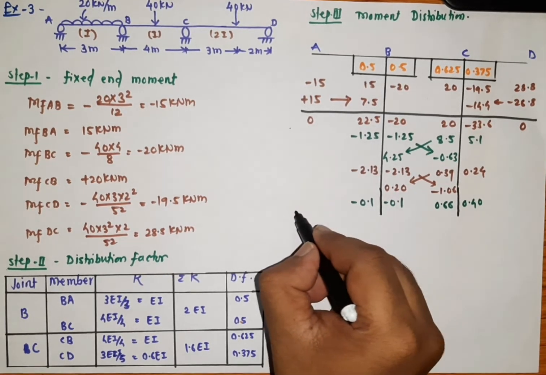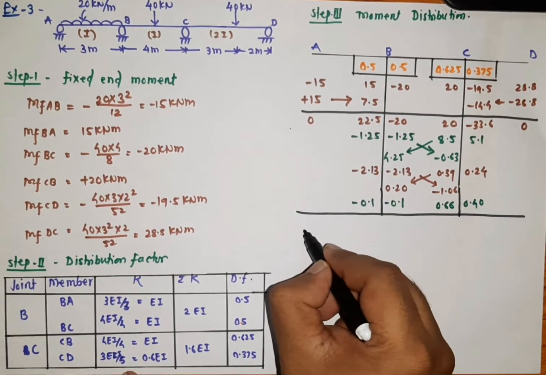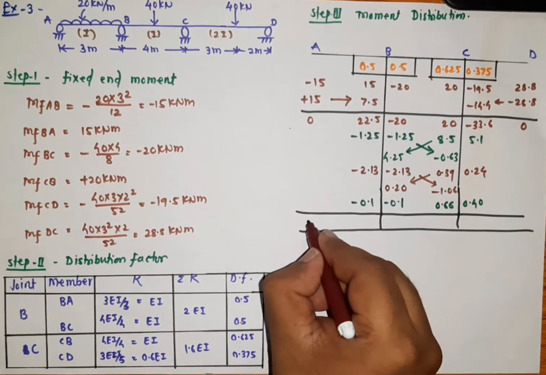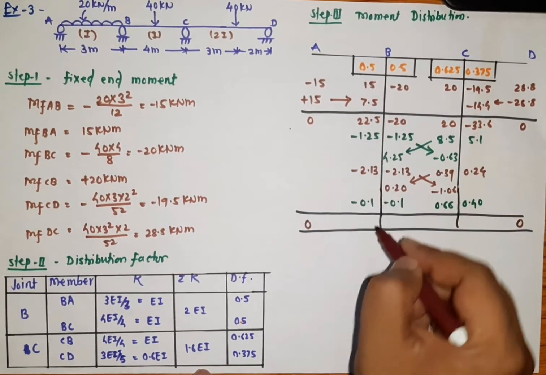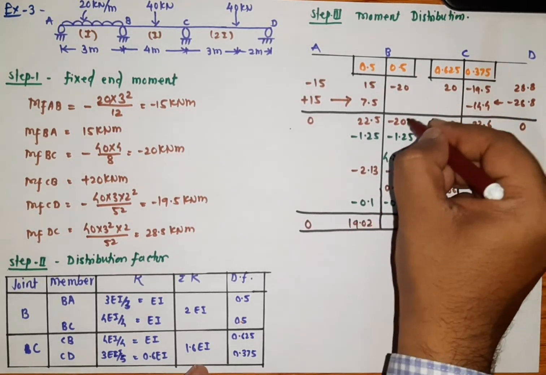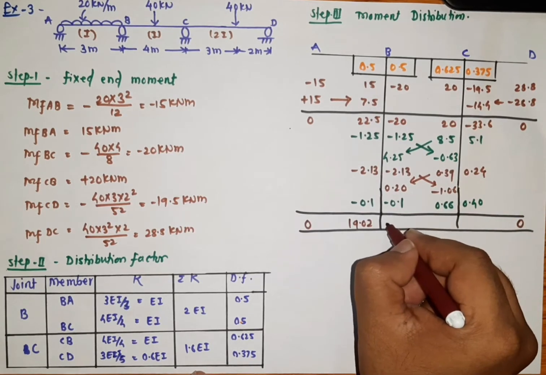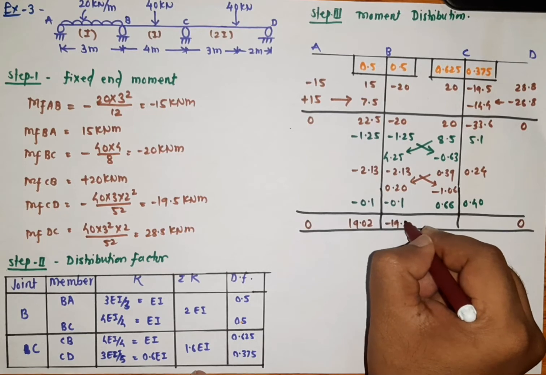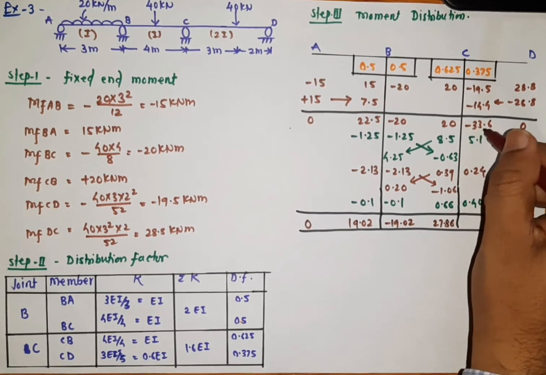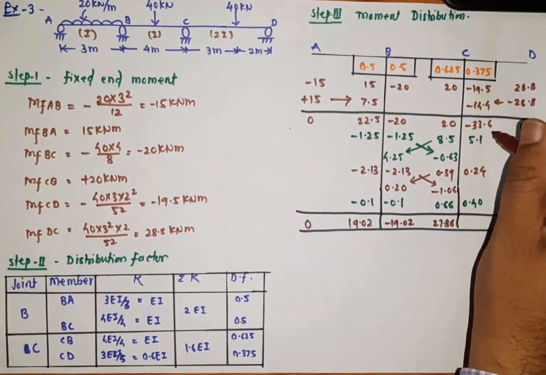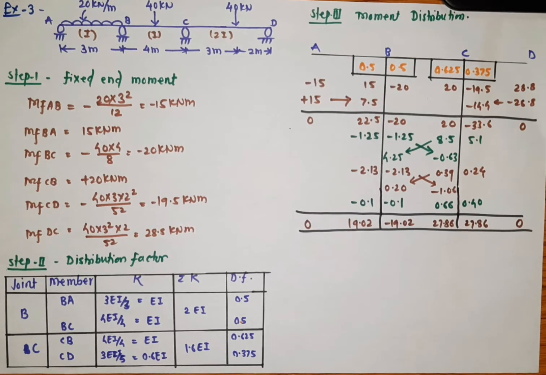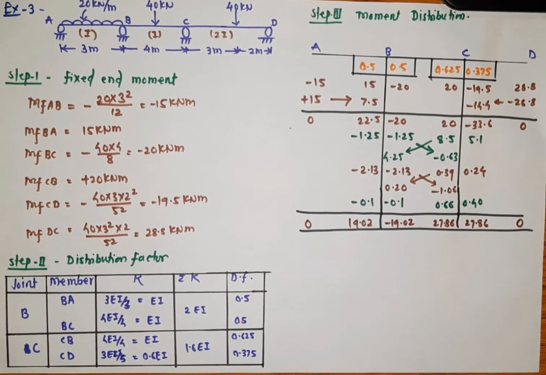Now we can add all these values, but from where? After balancing, the moment to zero. So this value is itself zero, this value is itself zero. Now addition of this, from 22.5 to minus 0.1, it will be 19.02. Addition from minus 22 minus 0.1, it will be minus 19.02. Addition from 22.066, it will be 27.86, and minus 0.33.62 0.40, it will be 27.86. Almost our answers are close to each other, that's why, which completes the moment distribution.